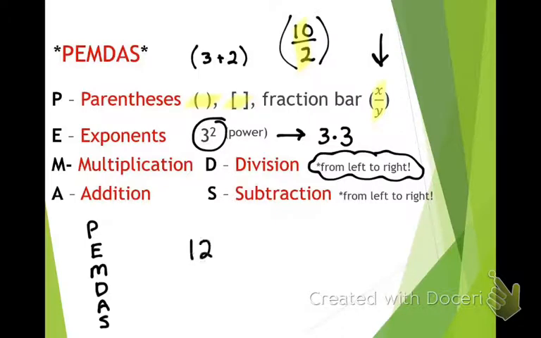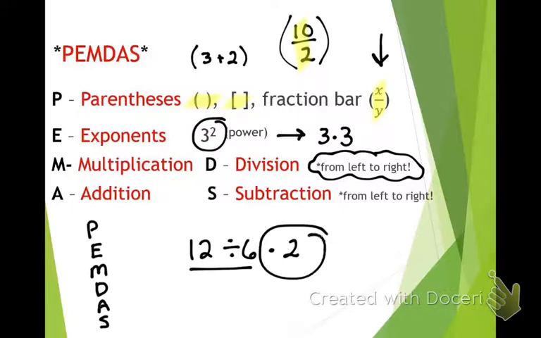So let's imagine that I have something like this, 12 divided by 6 times 2. What do you think I should do first? Should I do the division first or should I do the multiplication first?